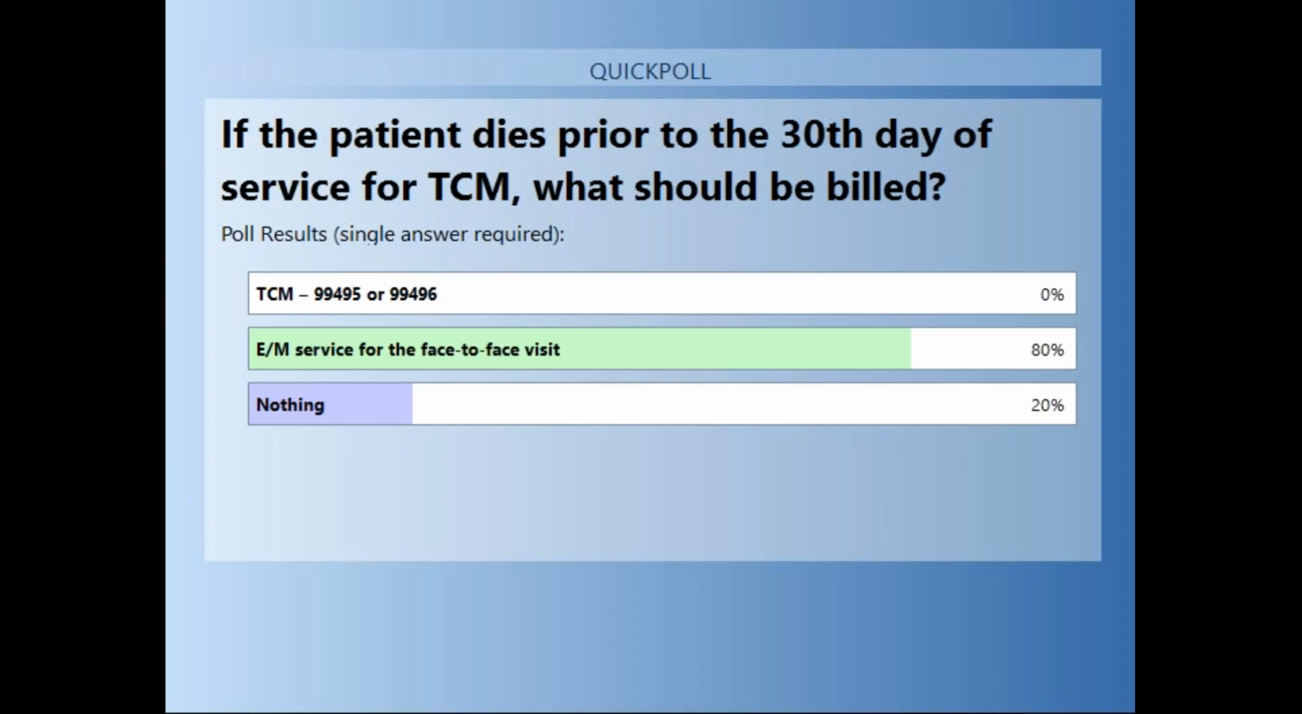All right, you guys did great on that one. E&M service for the face-to-face visit is correct. Like I mentioned before, since there are 30 days of service in transitional care management, if the patient dies, there's no way you can complete the 30 days, so you can't report the transitional care management service. But if you had your face-to-face visit with the patient, you could go ahead and report that as an E&M service to whichever level your documentation supports. So good job.